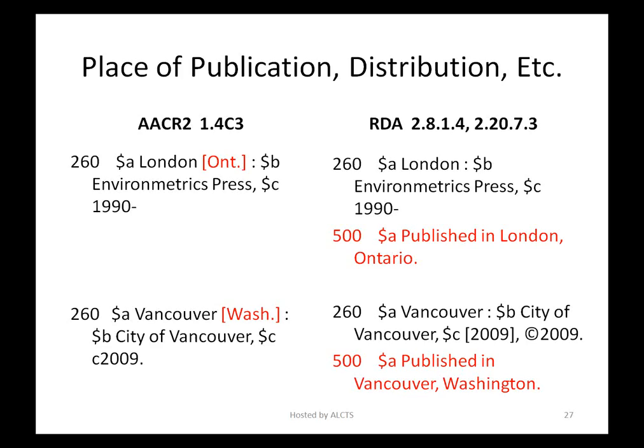In AACR2, we're also allowed to supply in brackets some information for explanation. And in RDA, again, we don't do that. We record the places as found, and then if an explanation is needed, it would be given in a note field. So for London, Ontario, not London, England, the cataloger would have put bracket ONT, but in RDA, just record London, and then a 500 note. If it's judged to be important enough to make a note, it wouldn't be required in RDA that it was published in London, Ontario.